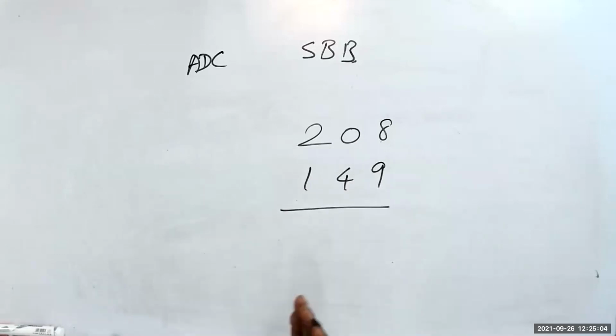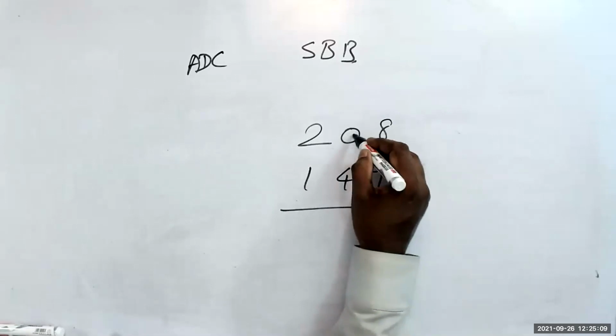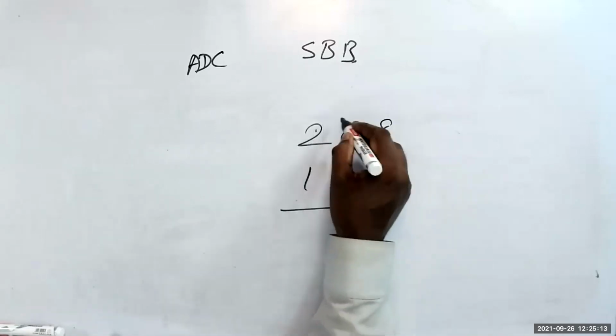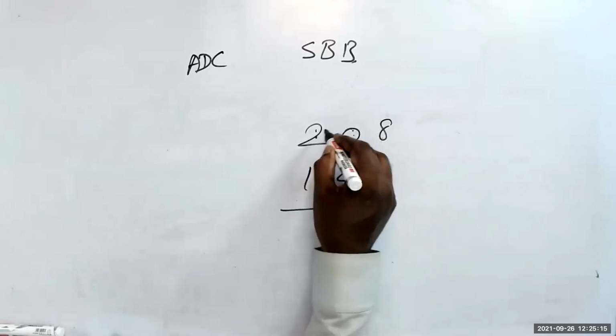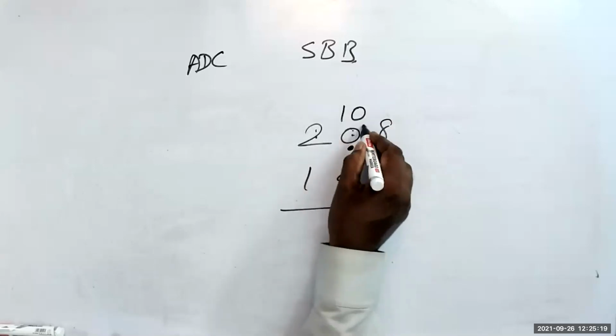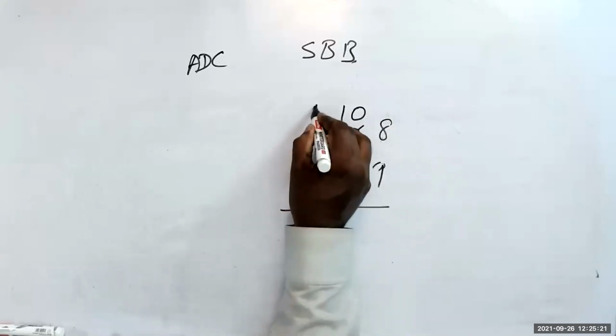208 minus 149. Not possible. So I take one borrow here. It's not possible, so I have to put in weight and borrow one here. When I borrow one here, this becomes 10. This becomes 10, and this becomes 1. This is the first borrow.